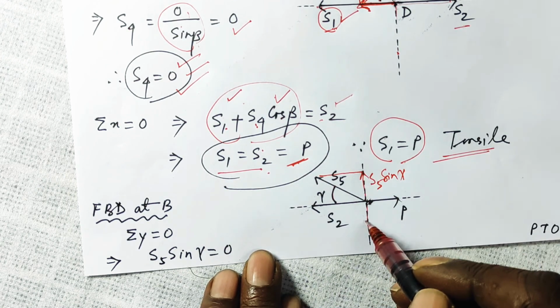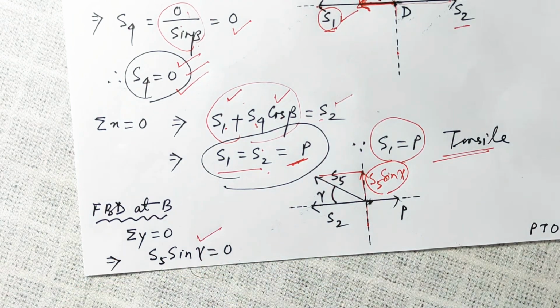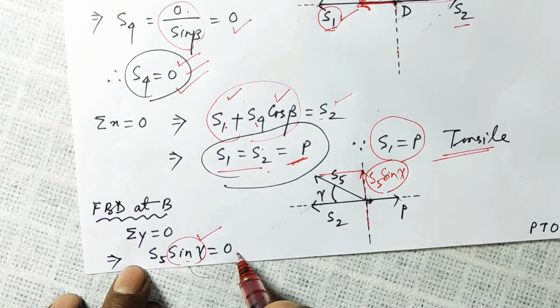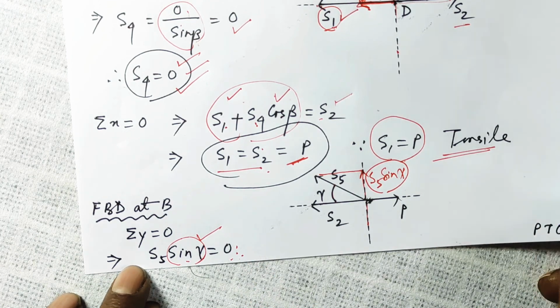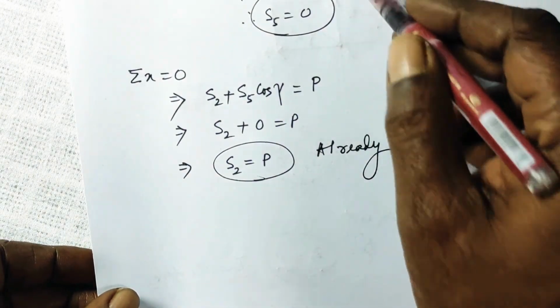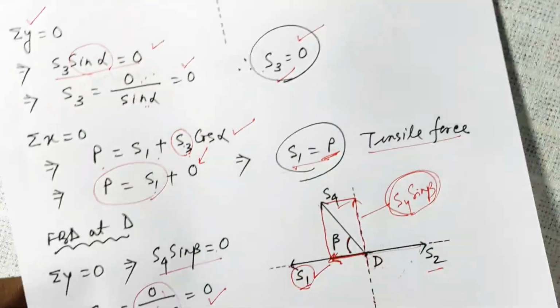This is the y-axis. Sum of forces in y is equal to 0. Therefore, S5 sin gamma is equal to 0. If you take sine gamma to this side, 0 divided by sine gamma is 0. So S5 is equal to 0. There is no need to apply sigma x to find S2 because S2 is already found out. But still, if you are interested, you can apply sigma x.